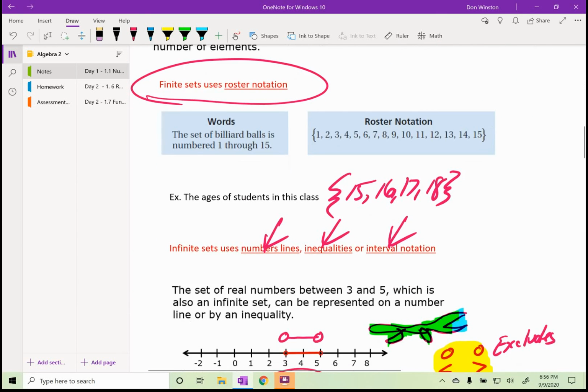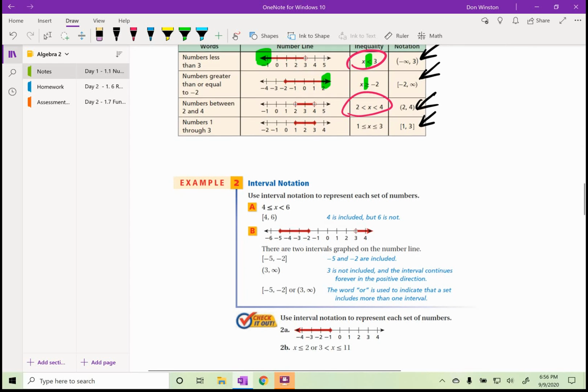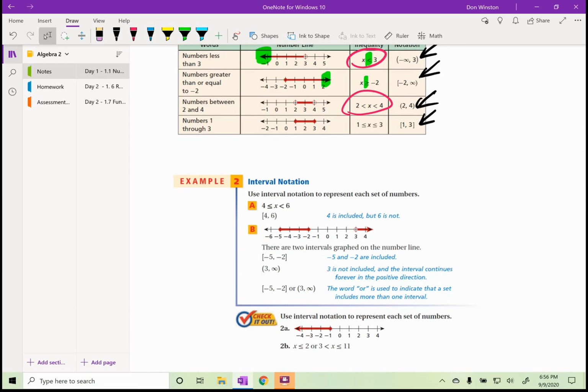So let's see here, the alligator. All right, so here we have some examples. Use interval notation to represent each set of numbers. So the numbers that are less than 6 but greater than or equal to 4. So it's open at 6 and closed at 4.